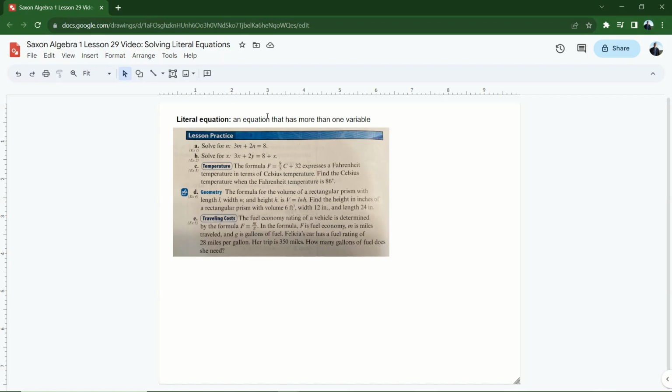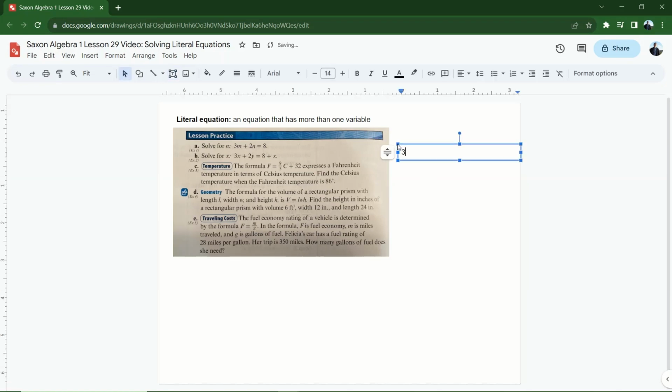Okay, so let's take a look at what we're doing here. Solve for n. N is the variable we have to get on a side by itself. So we're going to use the techniques that we've been using to rearrange this equation so n is all by itself on one side. Let's see how we're going to do that. So first of all, I'm just going to write my original equation: 3m plus 2n equals 8. And let's just note this is letter A just for the sake of keeping track.